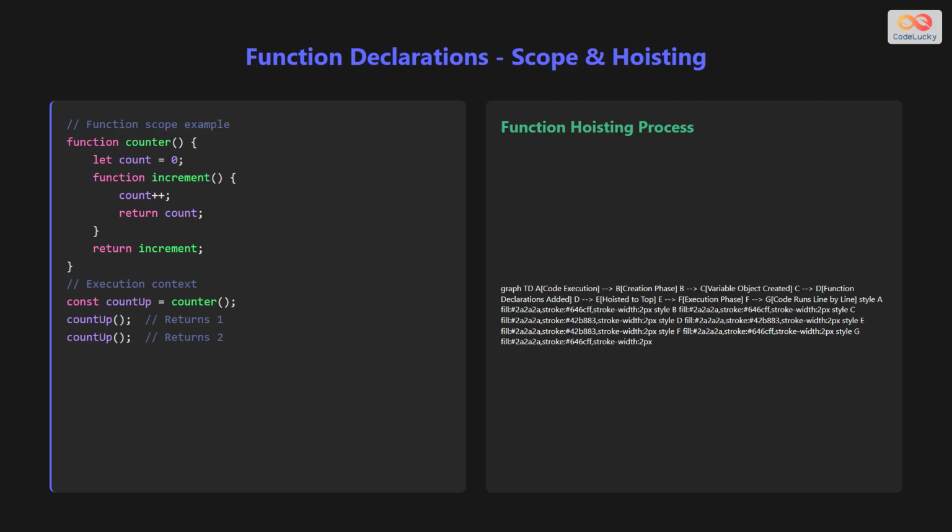Code execution starts and the creation phase begins, where a variable object is created. During this phase, function declarations are added to this object. These function declarations are then hoisted to the top of their scope. Then the execution phase begins, where the code runs line by line. This is how function declarations get hoisted in JavaScript.